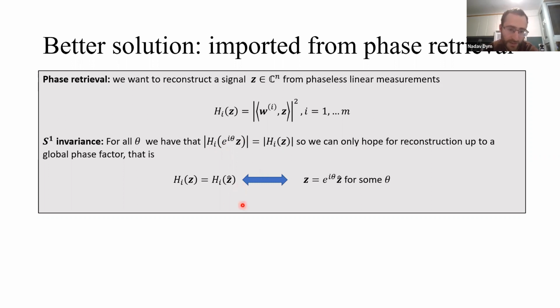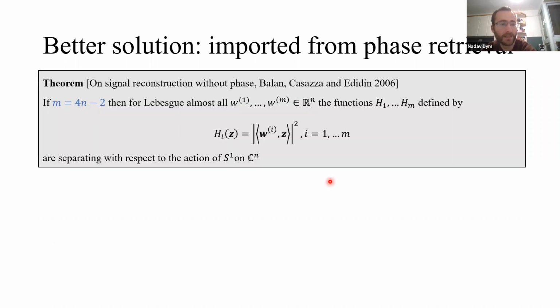Essentially what you'd like to say is that if two different signals have the same measurements, then they're related by a global phase factor. In other words, your h1 to hm are separating invariants. Maybe it wasn't phrased this way in the past, but that's what you're actually doing. A very famous theorem in this setting, by Balan and others, says that if you have 4n minus 2 random linear measurements, then this process is indeed separating. These 4n minus 2 measurements will determine your signal uniquely up to global phase, up to symmetry.